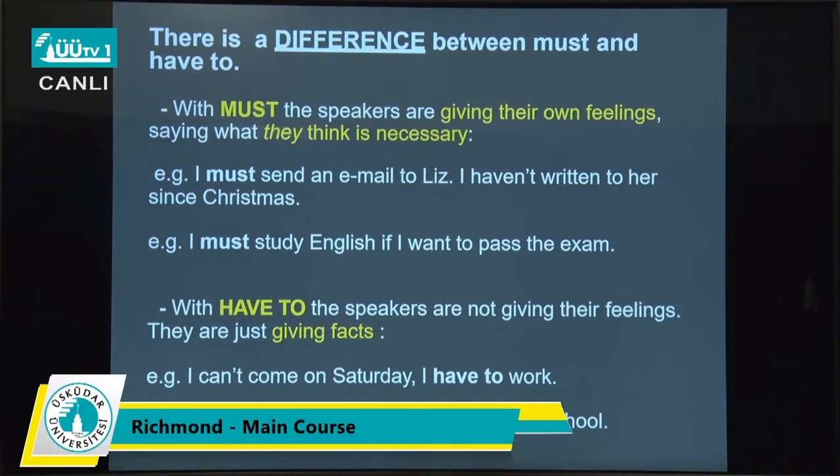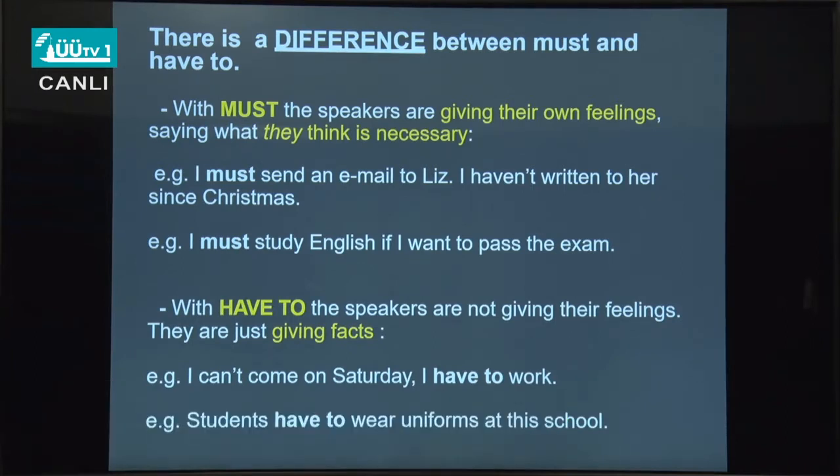Now you know that we use must and have to for our obligations, but there is a difference between them. With must, the speakers are giving their own feelings, saying what they think is necessary. For example, I must send an email to Liz. I haven't written to her since Christmas. So, you see here we are giving an opinion and personal feeling. I must study English if I want to pass the exam. Again, we see a personal feeling, a personal opinion.